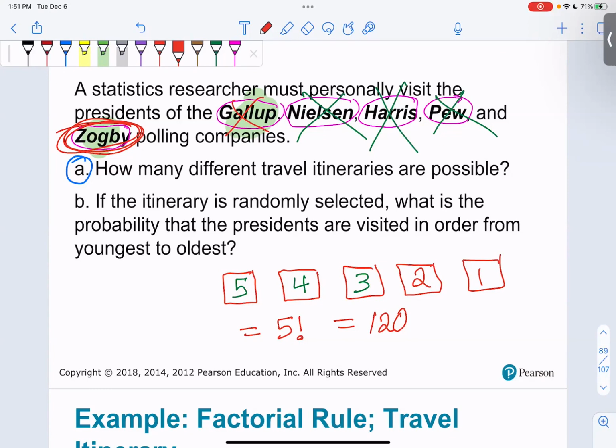Okay, let's see the second one. What's the probability that the presidents are visited in order from youngest to oldest?